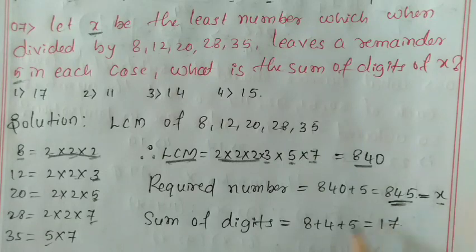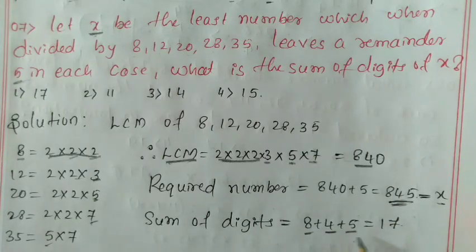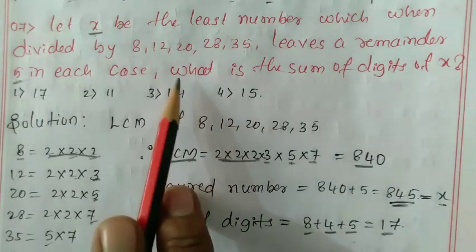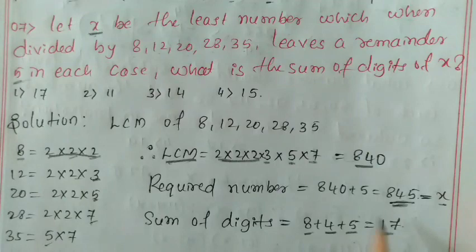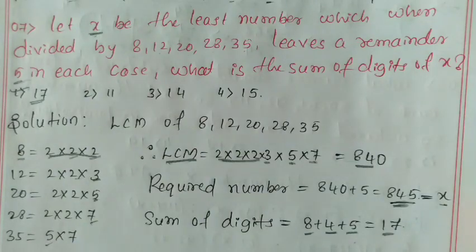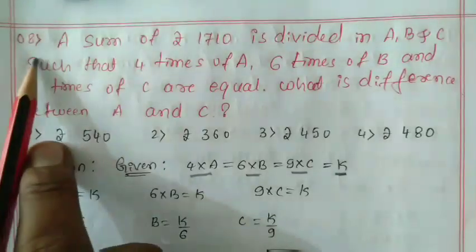Then you can add the digits of x, that is 8 plus 4 plus 5. 8 plus 4 is 12, 12 plus 5 is 17. So the sum of digits of x is 17, and the first option is the correct answer. Next I will go to the 8th one.